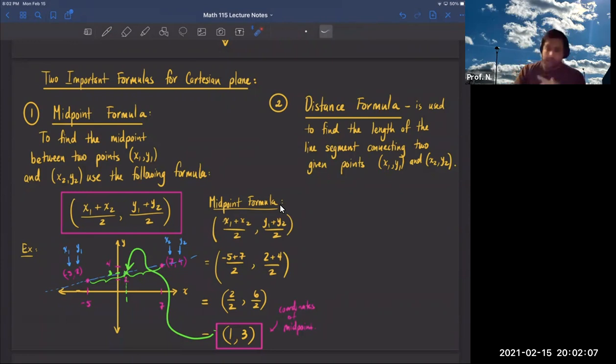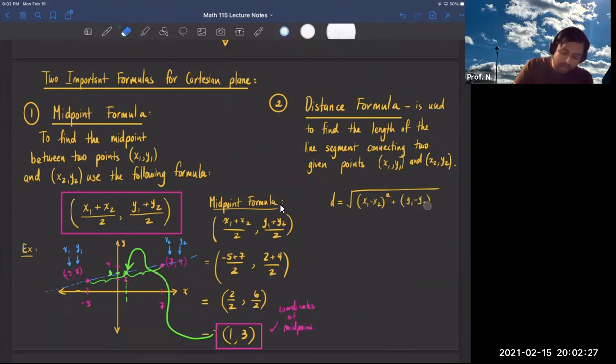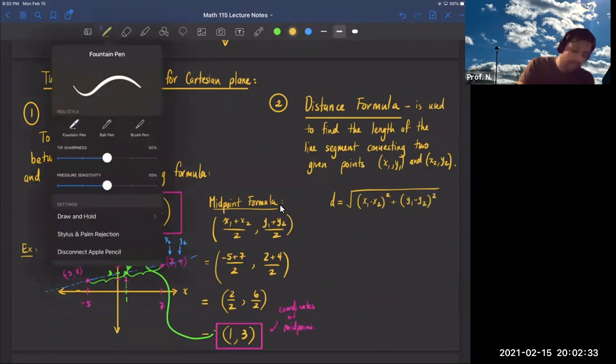So it's very much similar to the midpoint formula, but now the formula is a bit different. So I'm going to call d the distance, and the distance is given by this formula, the square root of x1 minus x2, square that, plus y1 minus y2, and you square that. And that's the formula.